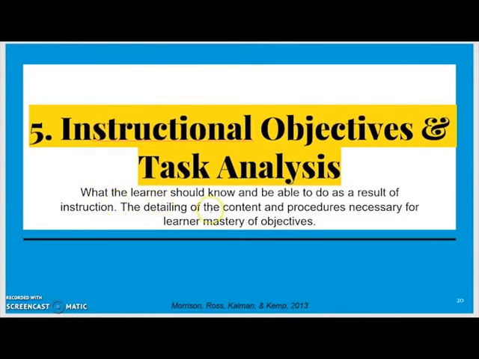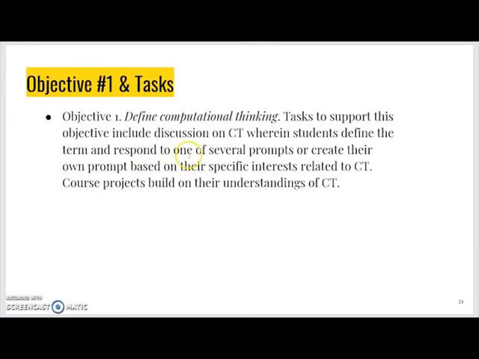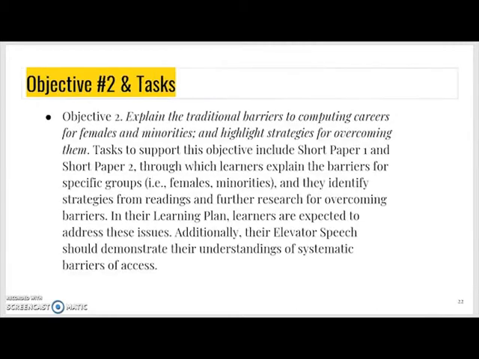Okay, so let's look at instructional objectives and task analysis. I'm going to actually go ahead and carry you through the 8 course objectives and kind of explain, very briefly, the tasks they do to fulfill those objectives. So instructional objectives are what the learner should know and be able to do as a result of instruction, and the task analysis is the detailing of the content and procedures necessary for learner mastery of objectives. So objective number 1, define computational thinking. They do this through an introductory discussion on CT. And other course projects build on this, but I think it's a very core objective to the course.